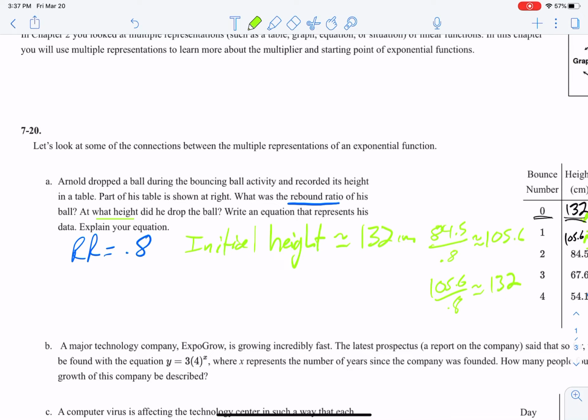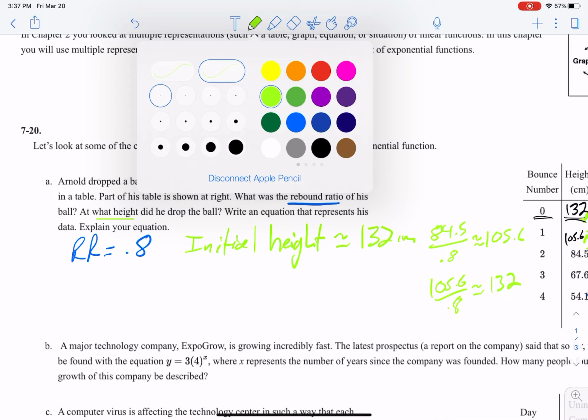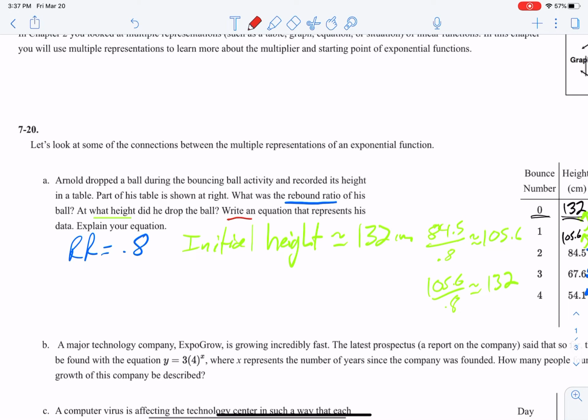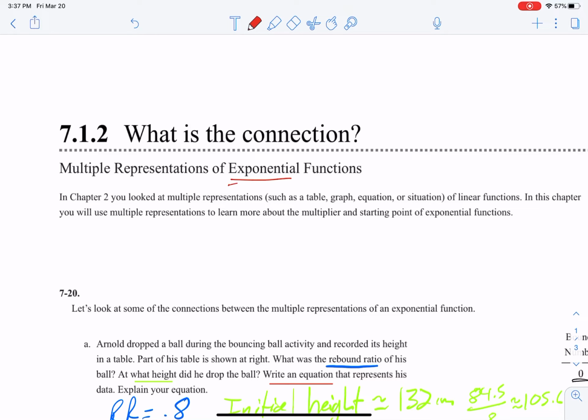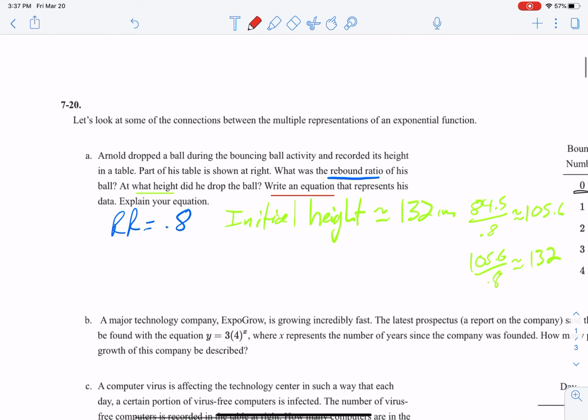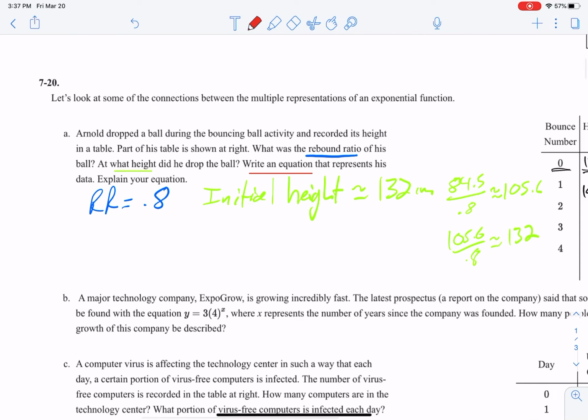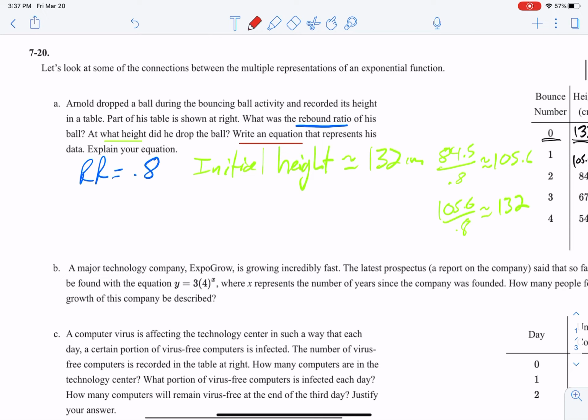And lastly, for this problem, they're asking us to write an equation. Remember, we're dealing with exponential functions. So what I want you to do is try and find out how to write an exponential function given a rebound ratio and an initial height. Another word for the rebound ratio could be the multiplier. All right, hit pause, try and get that, and then play when you think you have it.